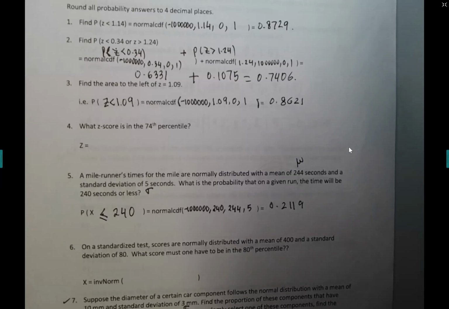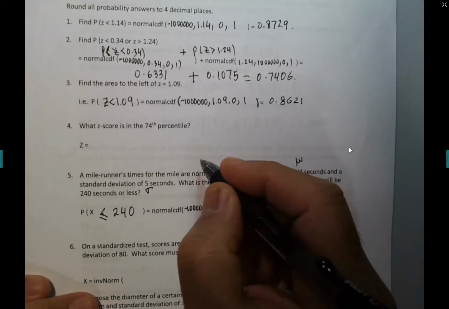All right. Number 4. What z-score is in the 74th percentile? He's asking for the z-score, guys. That means you have to use the inverse norm. Let me sketch this for you. Watch.